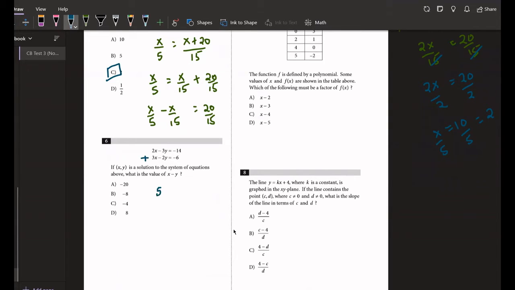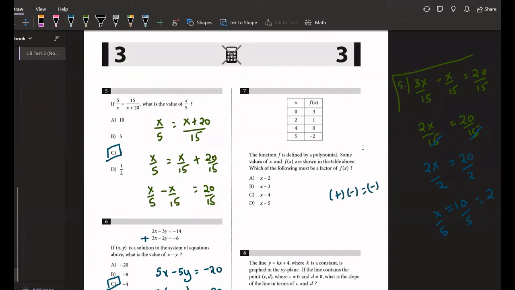So I'll have 5x minus 5y equals negative 14 plus minus 6 would be negative 20, right? Because plus times minus is minus, right? So you can take 5 as the common value here outside the bracket. So 5 times x minus y would be negative 20. You divide by 5 on both sides. x minus y would be negative 20 over 5, which is negative 4. So your answer is C, right?